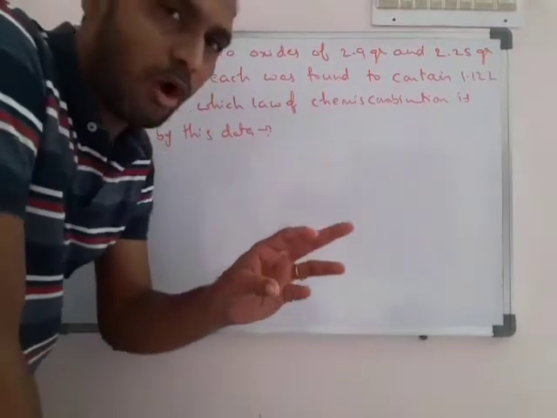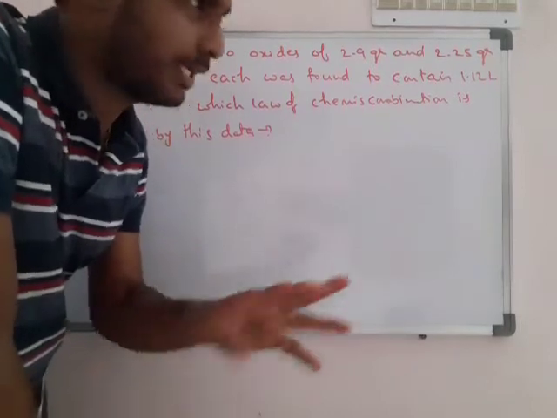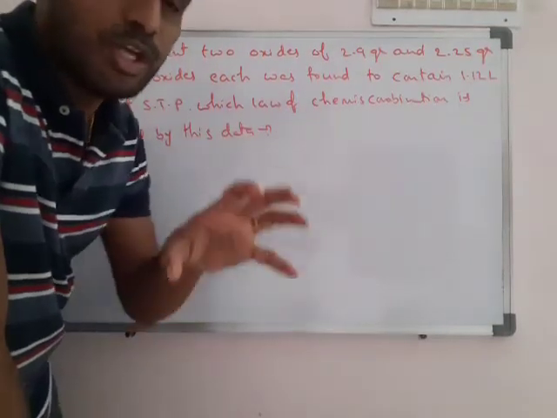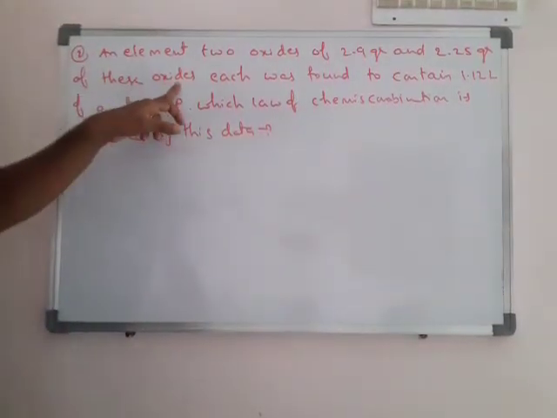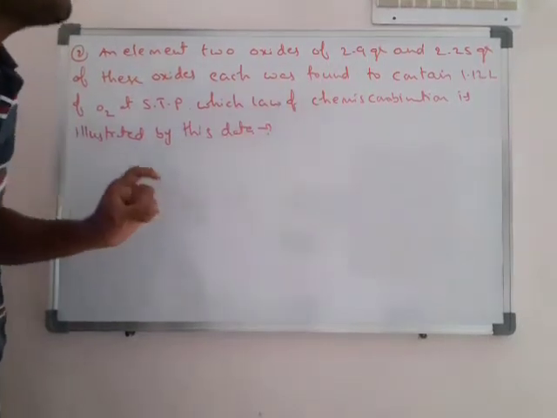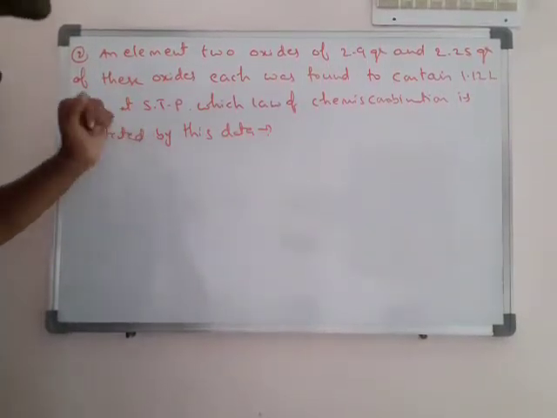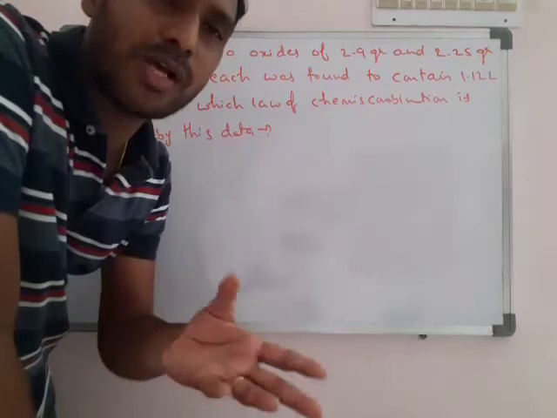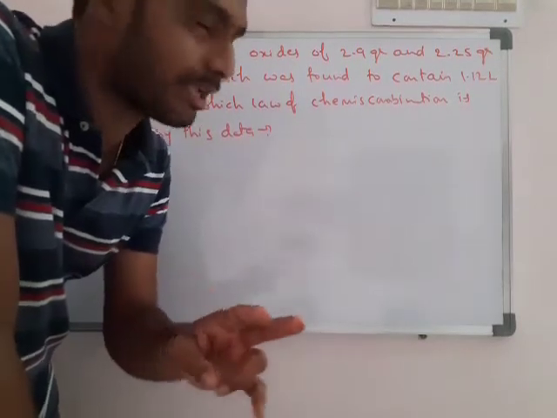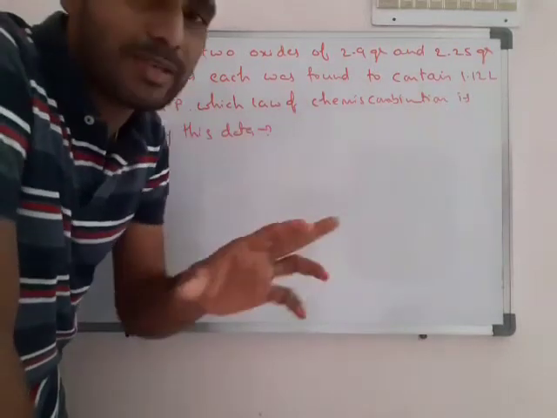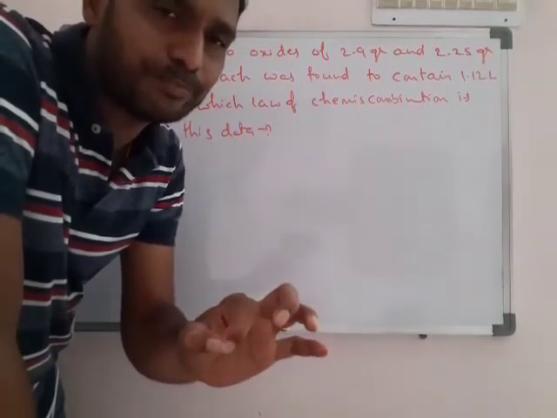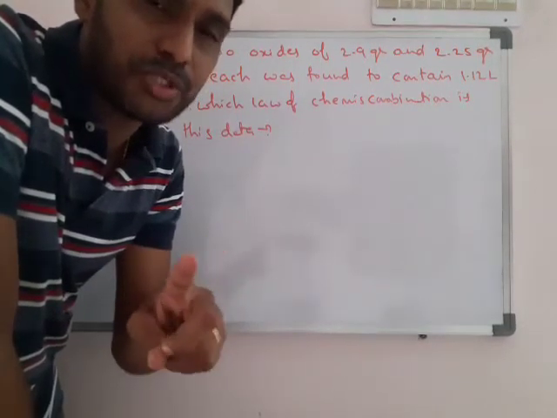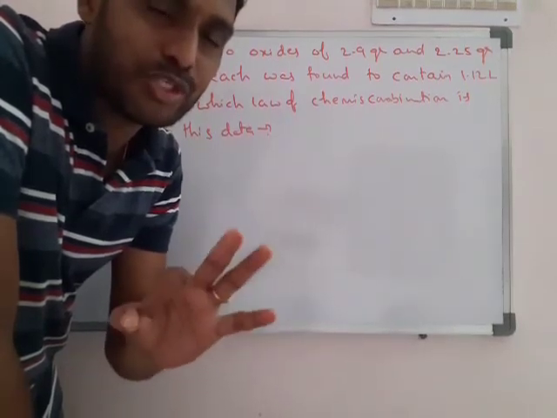ఓకే, అంటే ఫస్ట్ ఆక్సైడ్ వెయిట్ 2.9 గ్రామ్స్, సెకండ్ ఆక్సైడ్ వెయిట్ 2.25 గ్రామ్స్. సో of these two oxides, each was found to contain 1.12 liter of oxygen at STP. అంటే టూ కాంపౌండ్స్లో కూడా ఆక్సిజన్ అమౌంట్ సేమ్ ఉంది. సో ఆక్సిజన్ అమౌంట్ సేమ్ అంటే ఇక్కడ 1.12 లీటర్, బోత్ ఆర్ హ్యావింగ్ సేమ్ వాల్యూమ్. సేమ్ వాల్యూమ్ ఉందంటే అకార్డింగ్ టు అవగాడ్రోస్ లా దే ఆర్ హ్యావింగ్ సేమ్ నెంబర్ ఆఫ్ మాలిక్యూల్స్, V proportional to N at STP, standard temperature and pressure.